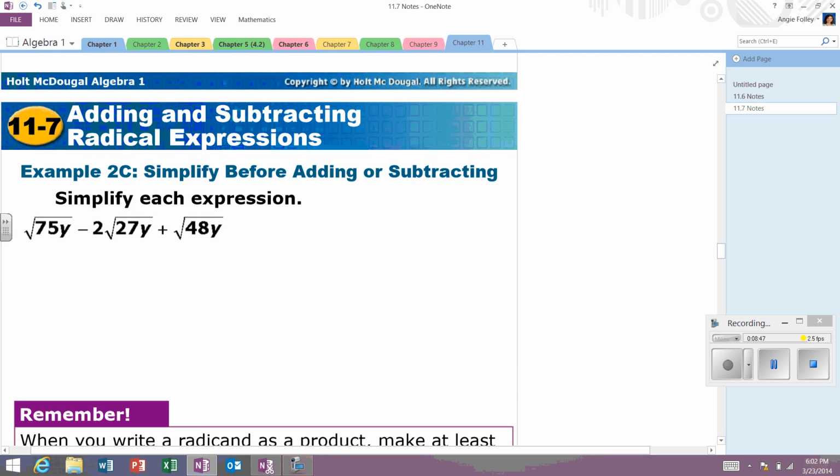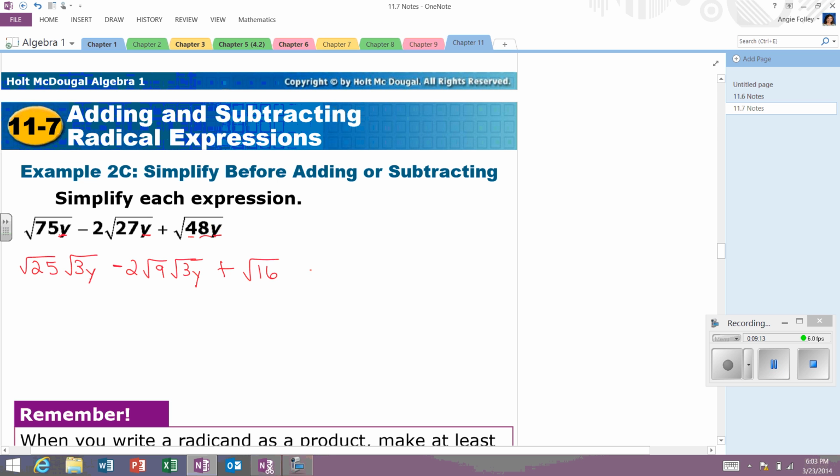Let's try this one. If you notice, they all have a y underneath, but the numbers are different. So we have to check if we can simplify the numbers. The square root of 75, we can rewrite as the square root of 25 times the square root of 3y, because I have to keep that y there, minus 2 times the square root of 9 times the square root of 3y, and then plus the square root.